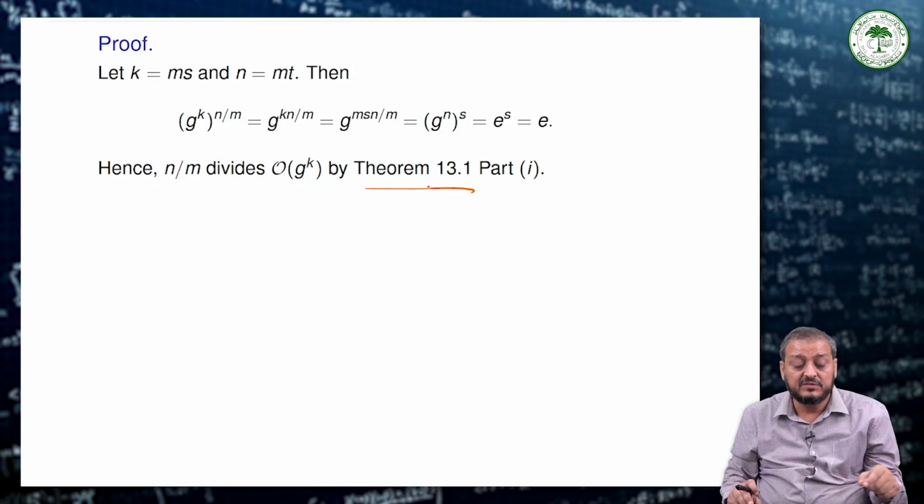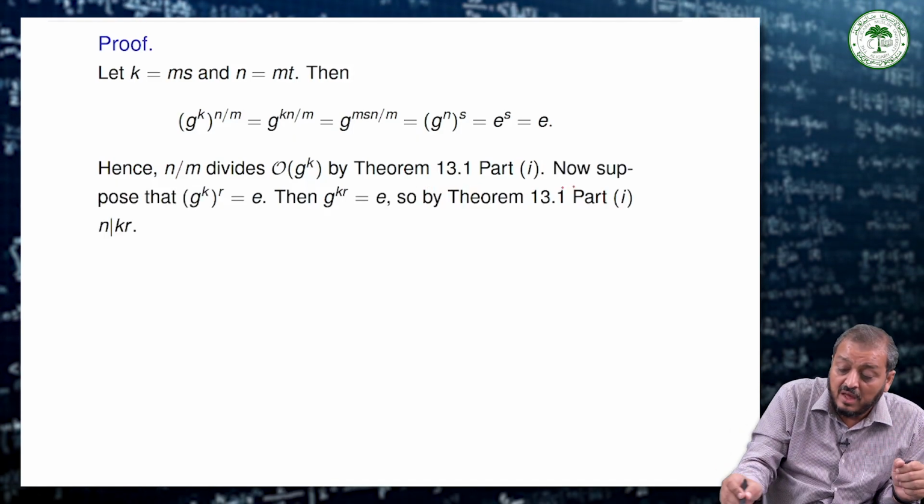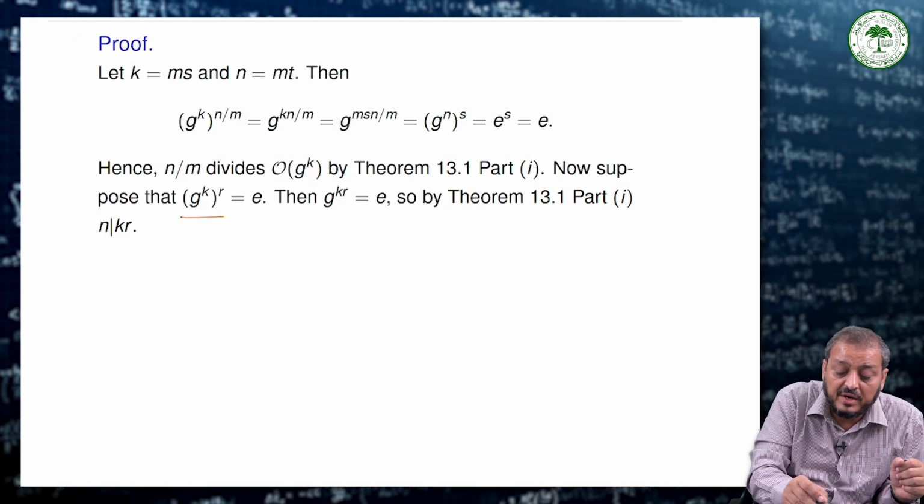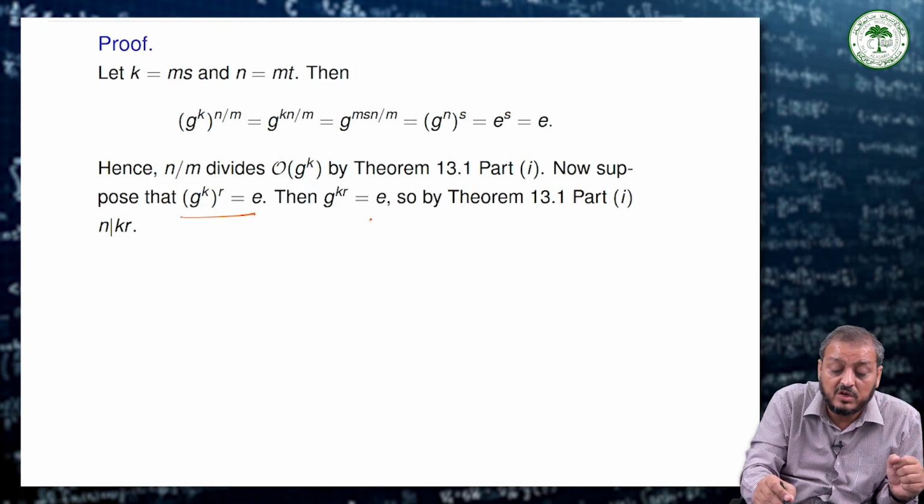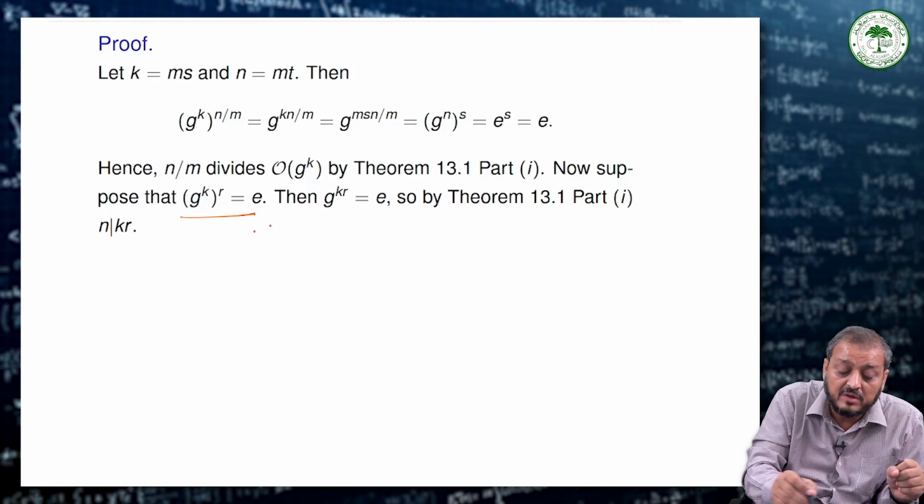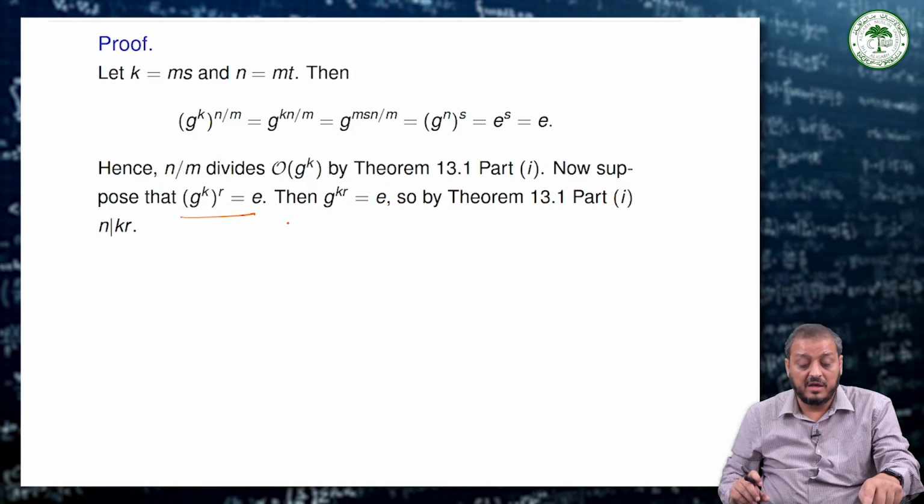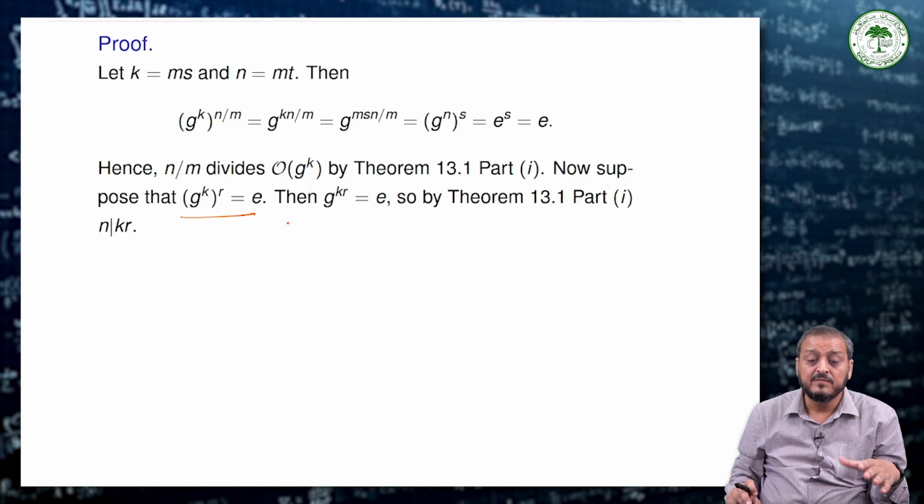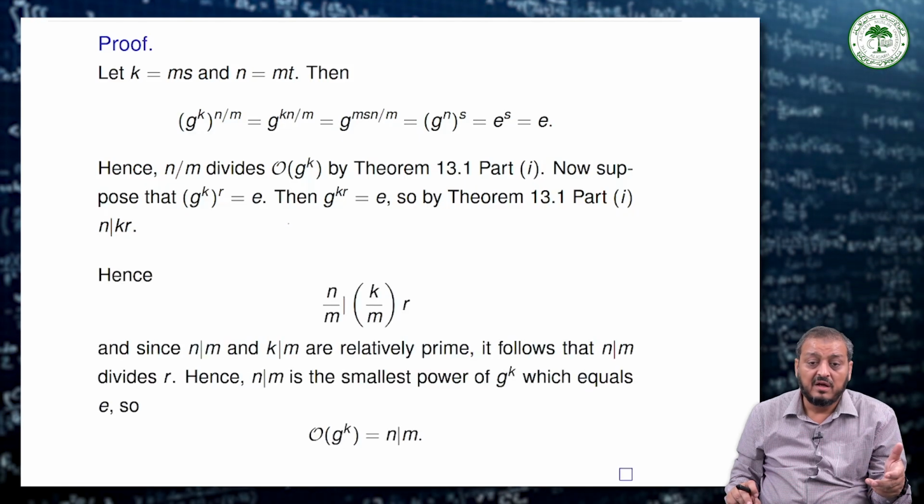So by this we can say this clearly, and now suppose that g to the power k raised to r is equal to identity. Then g to the power kr is equal to identity, which means n should divide kr. So by the theorem property, clearly n should divide kr.